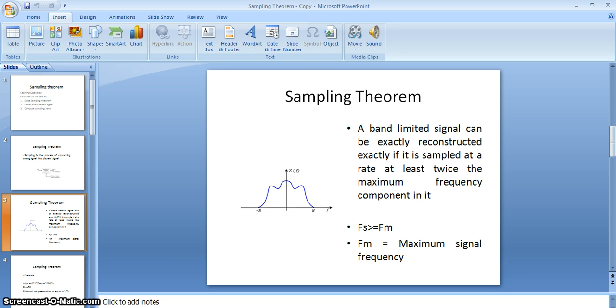What it states: a band limited signal can be exactly reconstructed if it is sampled at a rate at least twice the maximum frequency component in it. That is, fs should be greater than or equal to 2 fm, where fm is the maximum signal frequency.